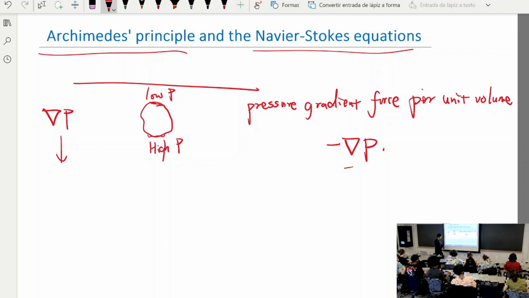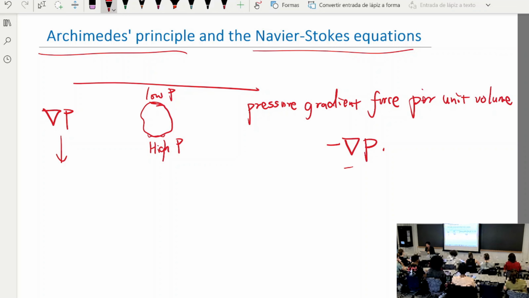why is the force proportional to the size of the object? Archimedes' principle says it's the weight of the fluid occupied by the object. So it's the volume times rho g, where rho is the density of the fluid and g is the gravitational constant. But what is rho g? Rho g is nothing other than the pressure gradient. So the total pressure force is grad P times volume.